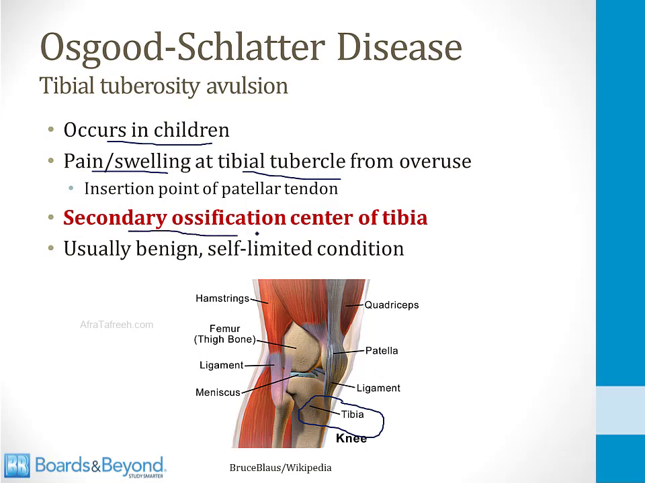And one of the key things you need to know about this portion of the tibia is that this is the secondary ossification center of the tibia. This is a tie-in with bone biology and bone development. Our long bones ossify in utero. They're initially cartilage, but they ossify into bones at two centers. One's called the primary center, one's called the secondary center. And the secondary center of ossification is what eventually becomes the tibial tubercle, which is what becomes painful and swollen in Osgood-Schlatter disease. This is usually a benign condition. It's usually self-limited. It will be a child who presents with pain and swelling just below the kneecap.